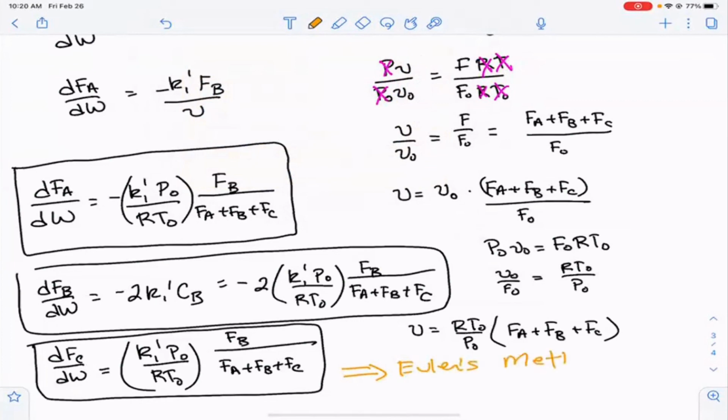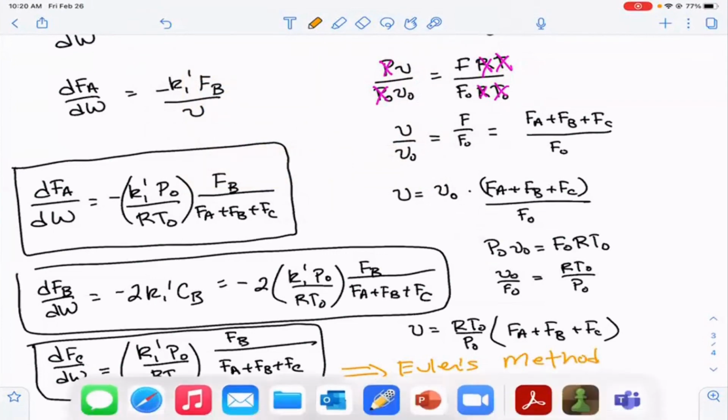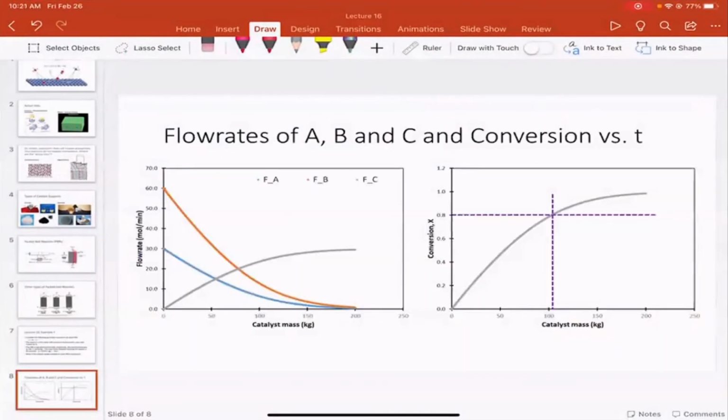And you guys should be pretty good at that at this point. And so I did that. I applied Euler's method to this problem. And here are the plots for the concentrations of A, B, and C, and the conversion as a function of the catalyst mass. Remember, now the reactor volume doesn't really matter so much anymore, right? It's about how much catalyst we had available. So the x-axis now is catalyst mass, not volume.